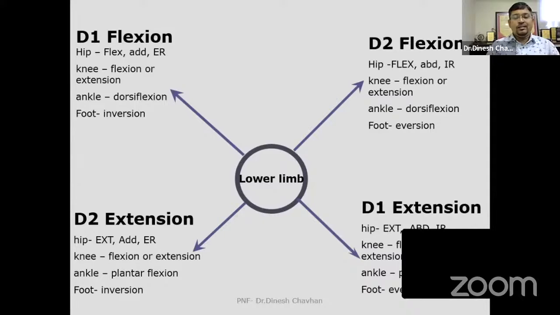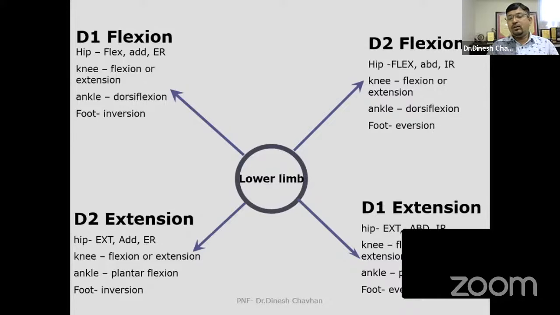So to remember with respect to the foot: in D1 and D2 flexion, the ankle movement will be dorsiflexion for both, but in D1 flexion we'll see inversion, and in D2 we'll see eversion. The same happens with the extension. At the ankle, both are plantar flexion. The difference is in D2 extension, inversion, and D1 extension, eversion.